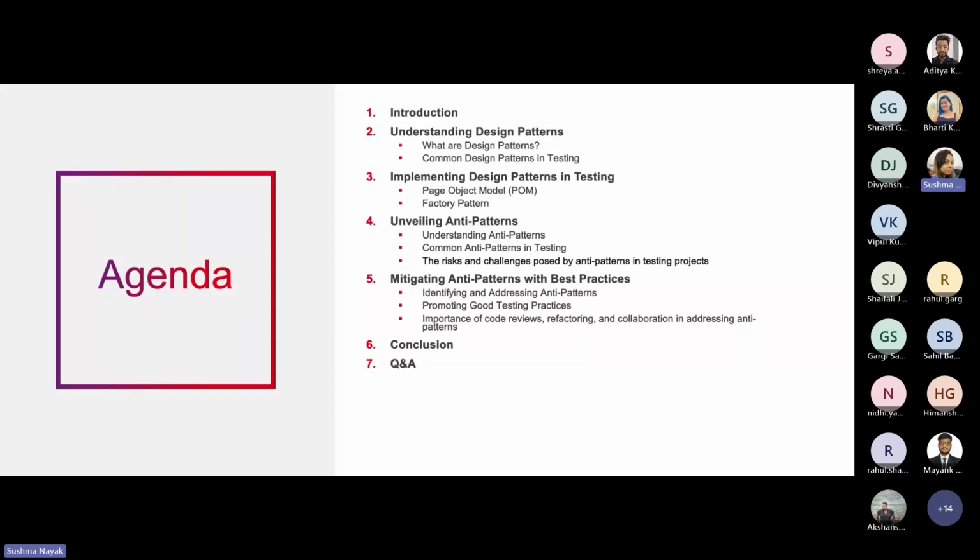Now the fifth point is mitigating anti-patterns with best practices. Once we understand what anti-patterns are, the next thing that comes to our mind is how to mitigate these anti-patterns from our code. We'll discuss identifying and addressing anti-patterns, how to identify those patterns, and then promoting good testing practices. This is very important.